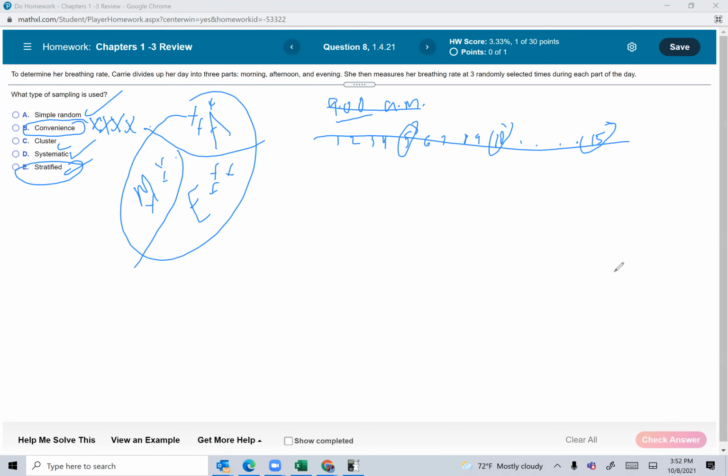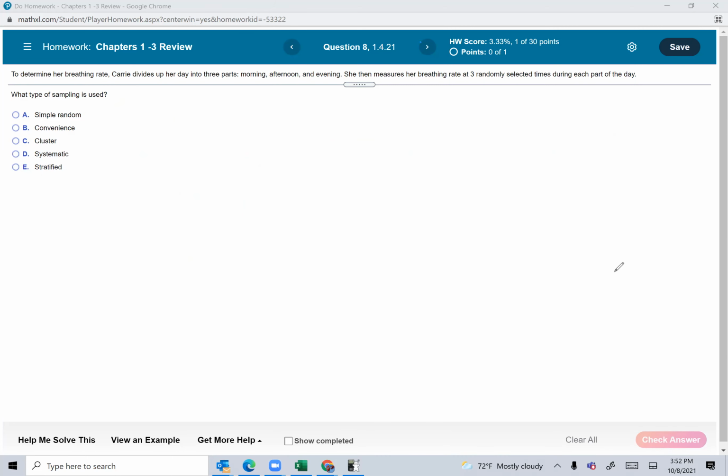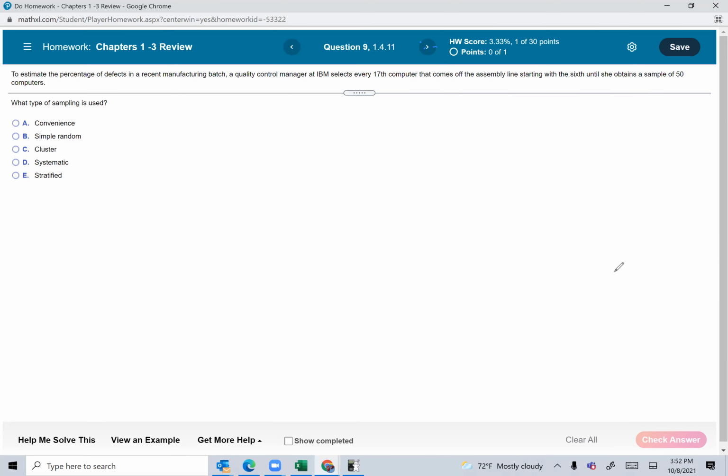All right. Yeah, I know I'm going fast, but the idea is just to do a quick review, guys. So, to estimate the percentage of defects in a recent manufacturing batch, a quality control manager selects every 17th computer that comes off the assembly. You should be able to tell me which sampling technique this is. Systematic. Yeah. 17, 34, you add every 17, it's systematic, exactly. All right, that's very good.